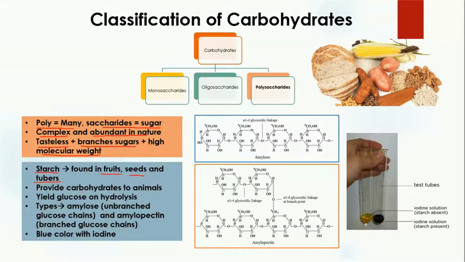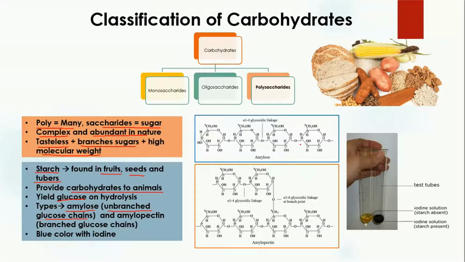It provides carbohydrates to animals, meaning that when you consume the plant source of starch, that starch is going to break down in your body, and then it will provide you with carbohydrate. Now, which carbohydrate is provided? Glucose is provided on hydrolysis. It means that when the starch breaks down, it provides glucose molecules. There are two types of starch. One is amylose, which is an unbranched glucose chain.